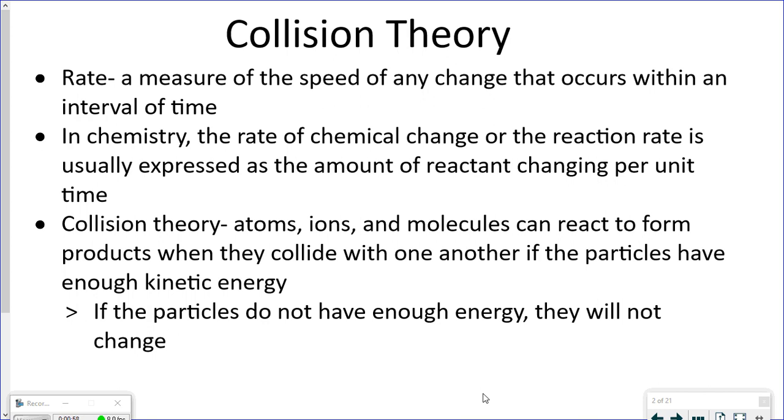Atoms, ions, and molecules can all react to form products, but in order to do so, they have to collide with one another, and they have to have enough kinetic energy to make it an effective collision. If the particles don't have enough energy whenever they collide, nothing happens. They're simply going to bounce off one another. So anytime we're looking at rates of reaction, we're looking at: are there more collisions? Are there fewer collisions? Do the collisions have more energy or less energy, whenever we're trying to figure out if it will speed up or slow down the reaction?